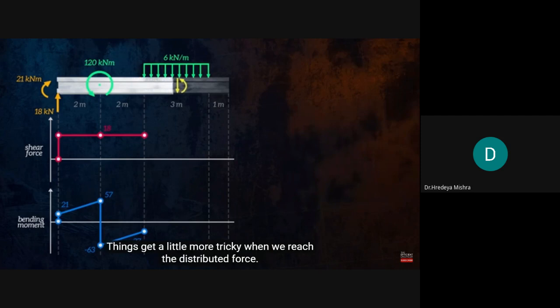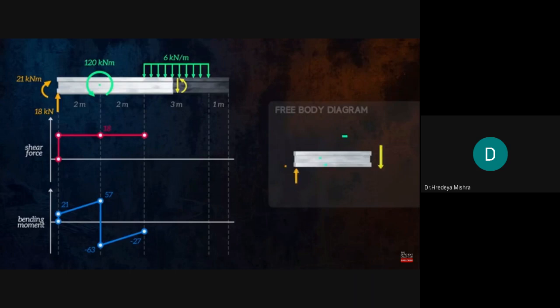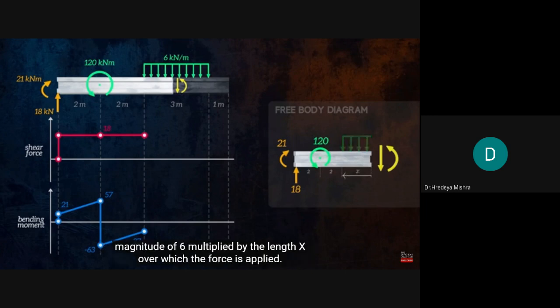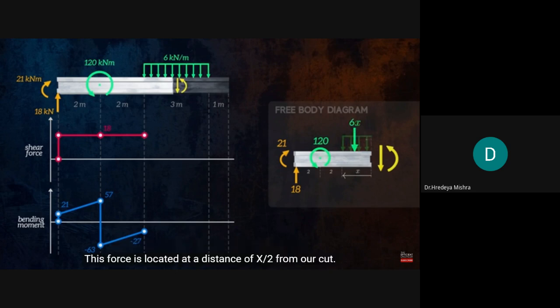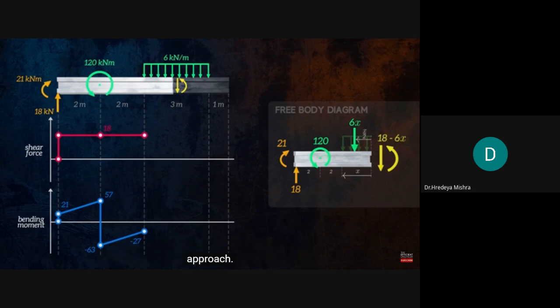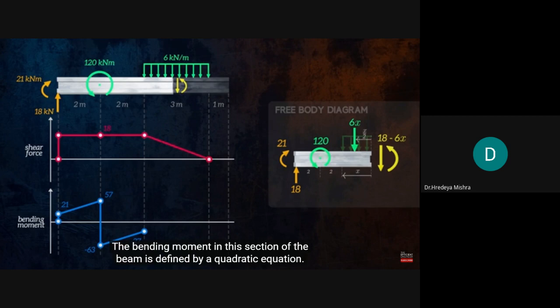Things get a little more tricky when we reach the distributed force. We can replace the uniformly distributed force by an equivalent concentrated force with a magnitude of 6 multiplied by the length x over which the force is applied. This force is located at a distance of x over 2 from our cut. We can then calculate the shear force and bending moment equations using the normal approach. The bending moment in this section of the beam is defined by a quadratic equation.